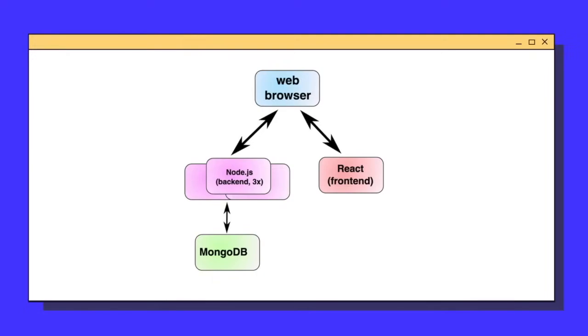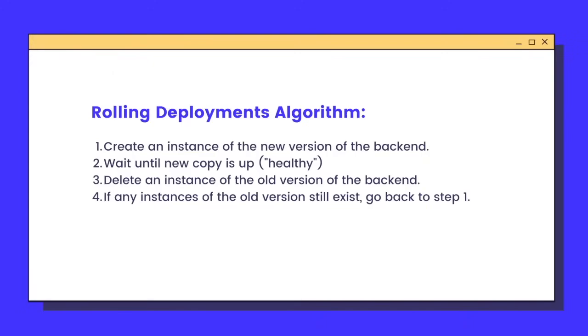Let's say your app has enough traffic that users will notice if it goes down for a little while. How would you push a new version of the application without causing downtime? This is where rolling deployments come in. The high-level algorithm for a rolling deployment looks like this. So you create an instance of the new version of the backend, say. You wait until it's up, so you keep trying to connect to it until you get a response that's satisfactory. And then you delete an old version and route the traffic to the new version. If any instances of the old version still exist, go back to step 1 and repeat.